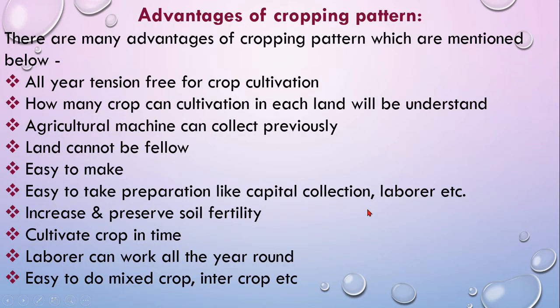So what will be the advantages of cropping pattern? That means no tension all the year for cultivation, because we already plan for that. And then we know how many crops can be cultivated in each land. Agricultural machinery can be collected previously. The land cannot be fallow, and it is easy to make preparations like capital collection and labor collection. It increases and preserves soil fertility, crops are cultivated in time, labor can work all the year round, and it is easy to do mixed crops and intercrops as well. So cropping pattern means cultivating crops on a land in a year, or its plan, is called cropping pattern.